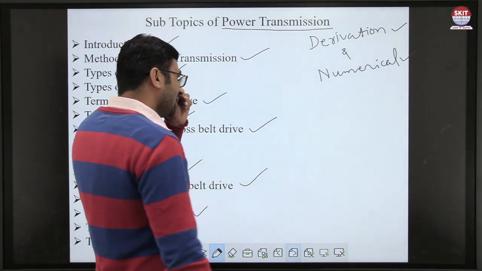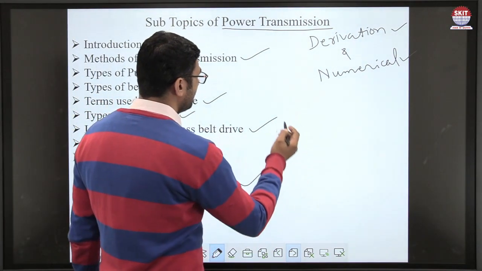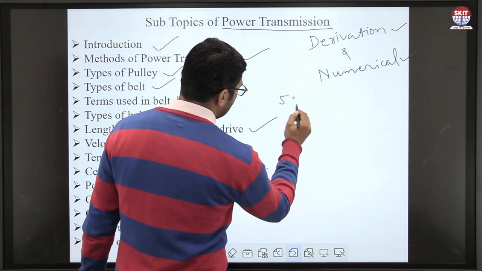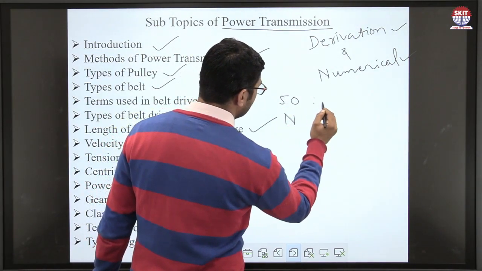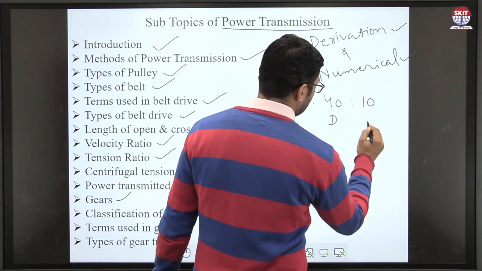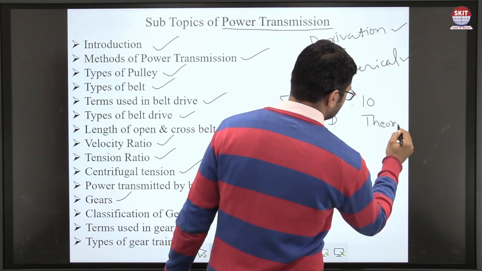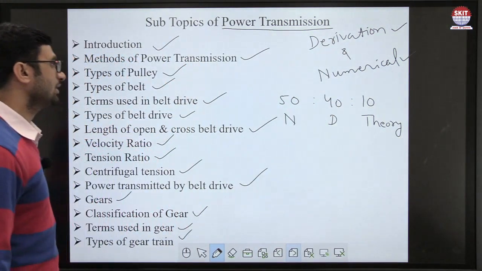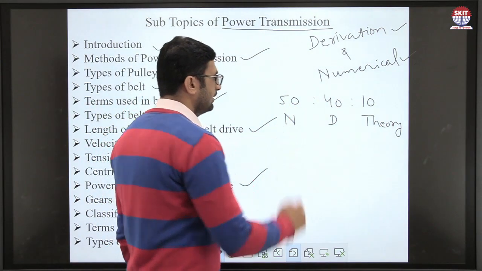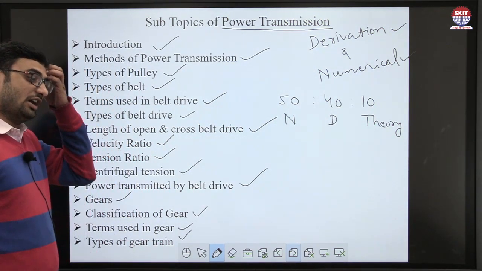If we discuss the ratio of derivation, numerical and theory, then in the exam you see 50% numerical portion, 40% derivation portion and 10% theory portion. This is the portion division in the RTU exam. Mostly numerical and derivation are covered in the university exams.